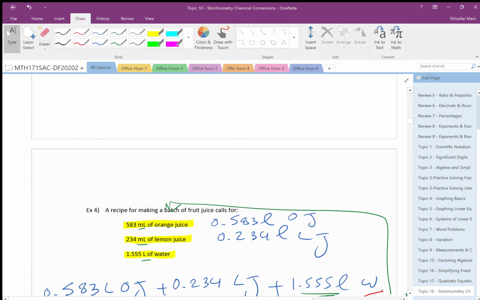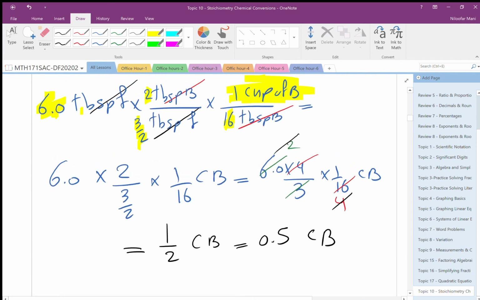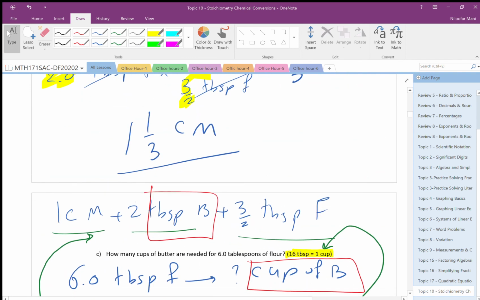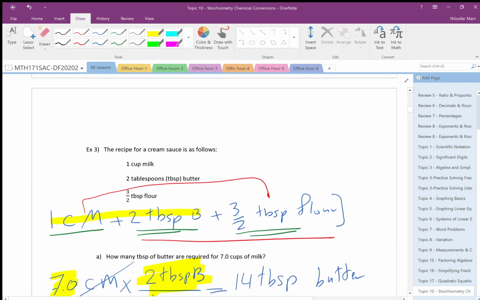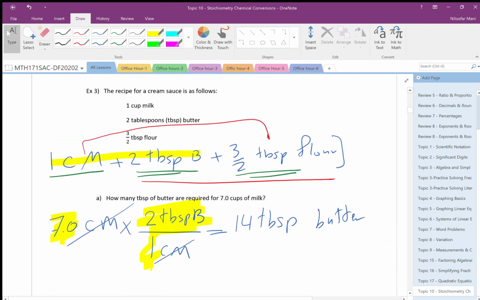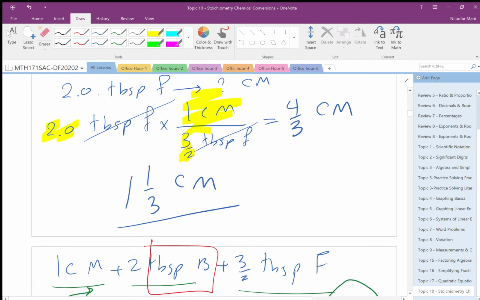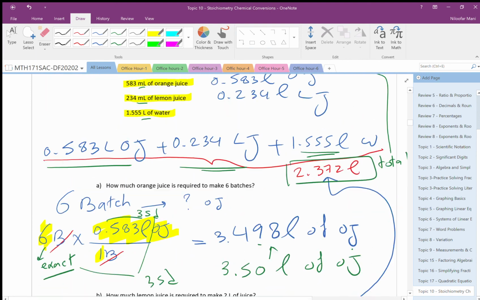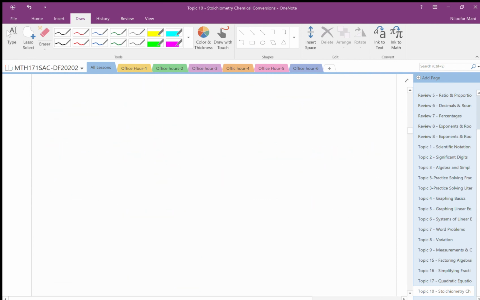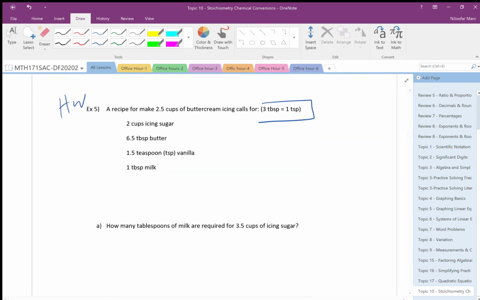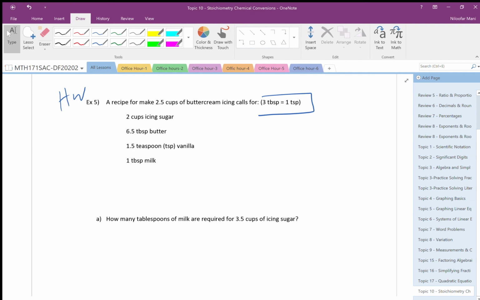Do I make anything wrong? I think so, because let me see. Here I can check just to be sure. Yes, tablespoon. Tablespoon is TBSP, and then three of them tablespoon is one teaspoon. Okay, so 1 teaspoon TSP. So even if it doesn't make any sense, this is what we have, so we use it.